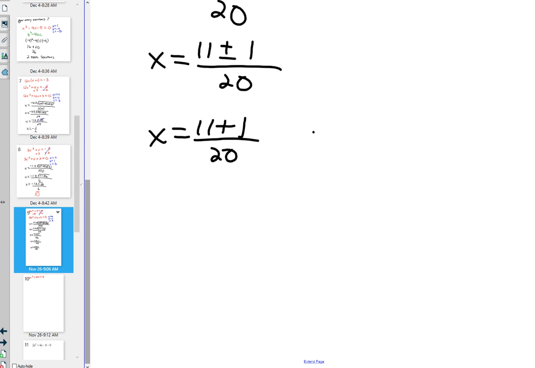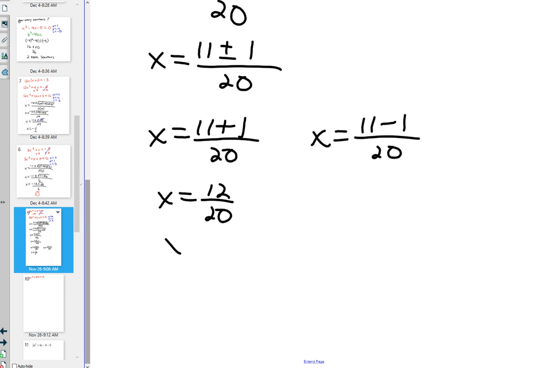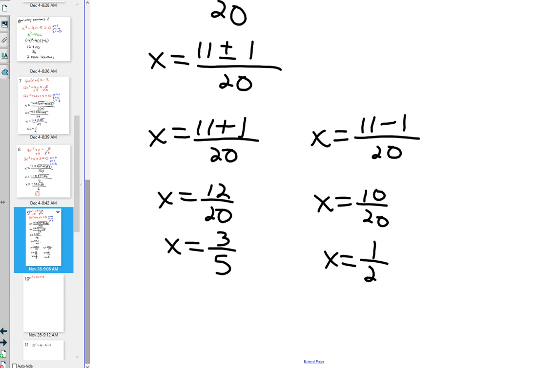11 plus 1 over 20, 11 minus 1 over 20. So 12 over 20. What's the biggest number I can divide 12 and 20 by? 4. And then 10 over 20 is just 1/2. This has 2 solutions, so you would write them in a solution set.